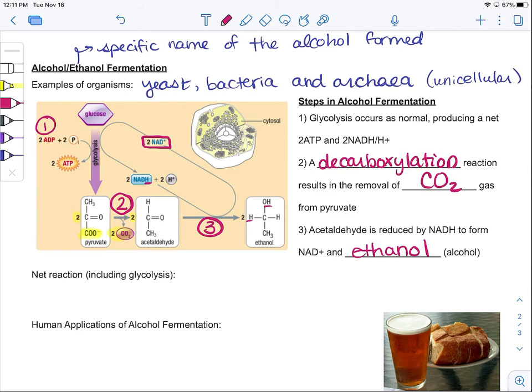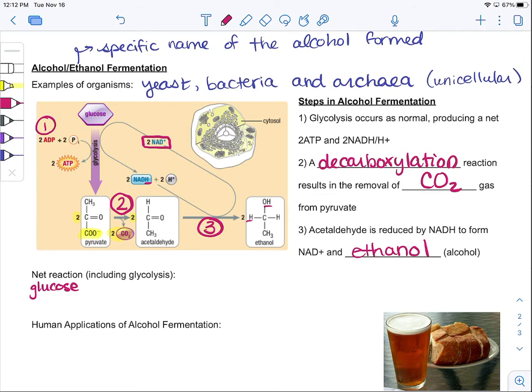So what that brings us to is to think a little bit about what an overall reaction for this would be, which might also include glycolysis. So let's talk about it first. We know with glycolysis, we start off with glucose. So I'm going to just write glucose in here first.